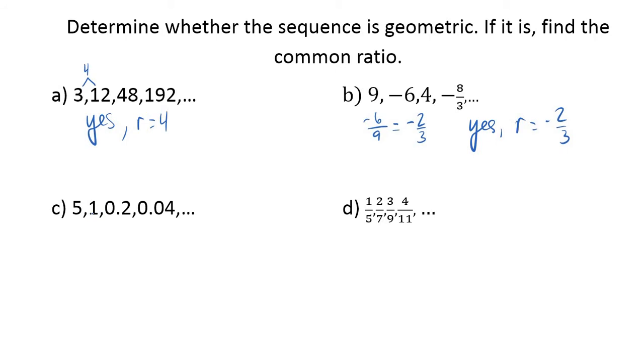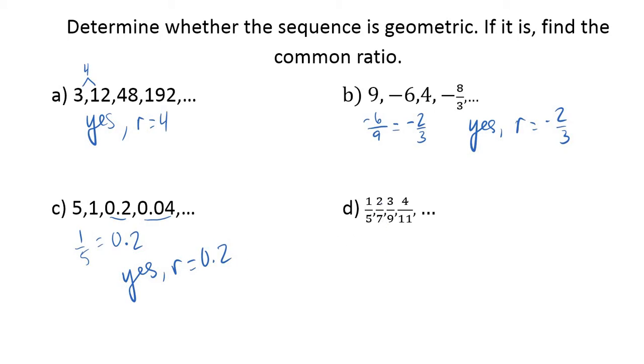How about this guy? 1 divided by 5. Well, that's 1/5, or 0.2. 1 times 0.2, hey, that's 0.2. 0.2 times 0.2, that's 0.04. So this one is also, I'm sorry, geometric we're talking about, and r is 0.2, or 1/5. You could write it however you want.